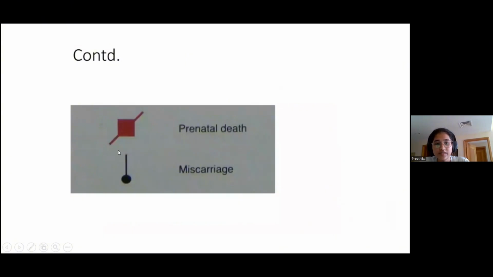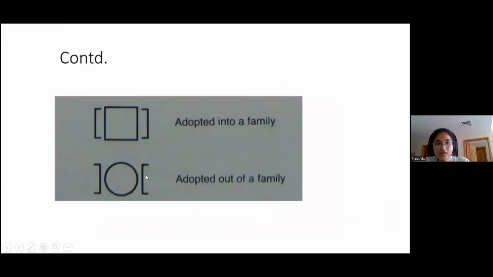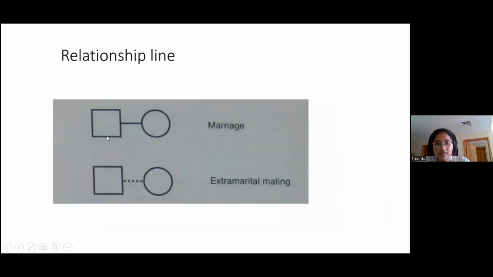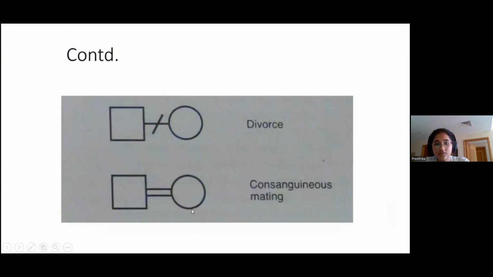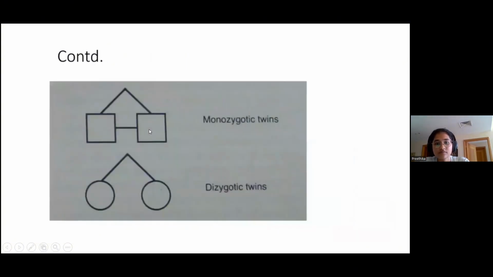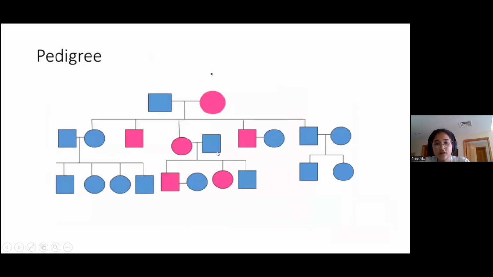So this is the prenatal death, and then miscarriage is represented like this. Then adopted into a family, adopted out of a family. Then this is marriage and this is extramarital mating. Then consanguineous marriage and divorce. Monozygotic twins, dizygotic twins. So this is an example of a family pedigree of an autosomal dominant disease.